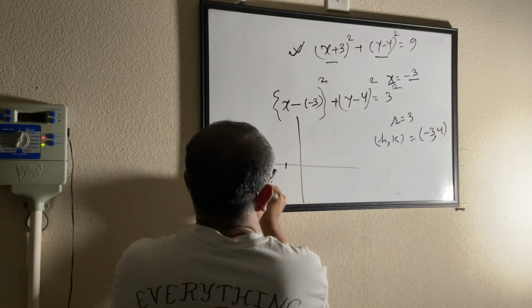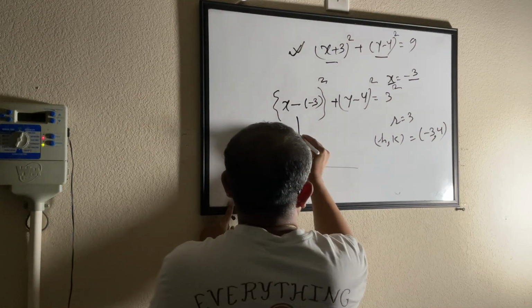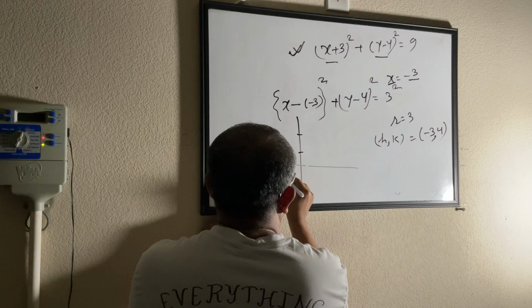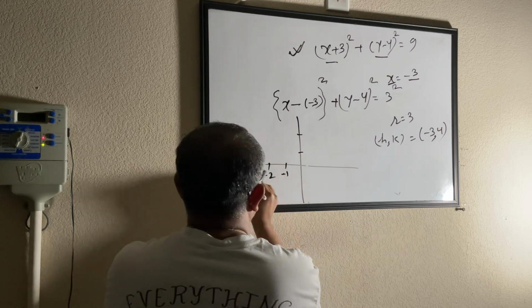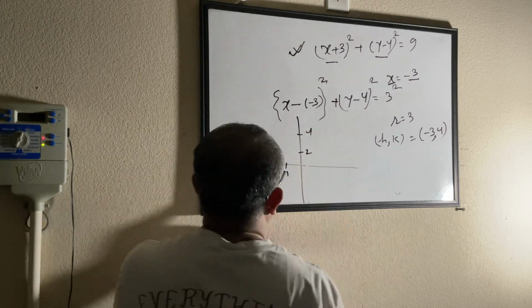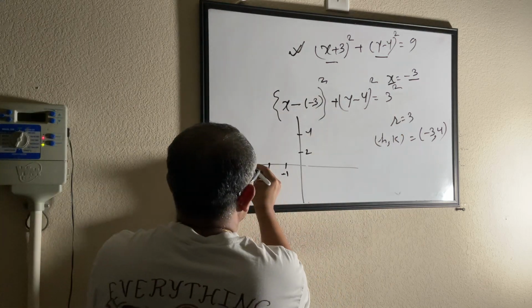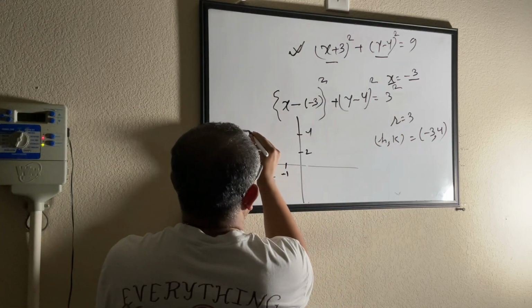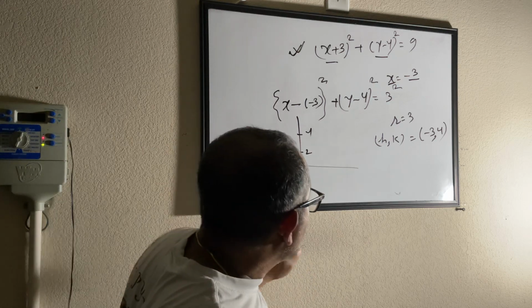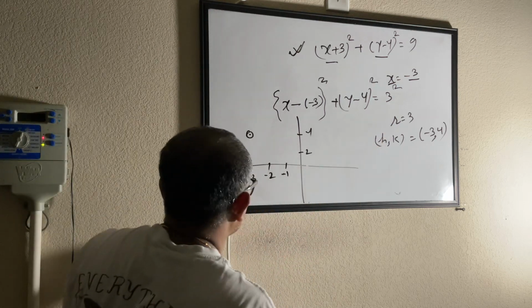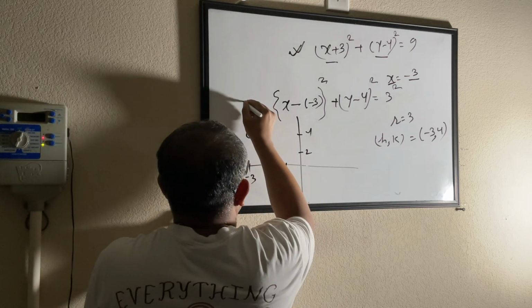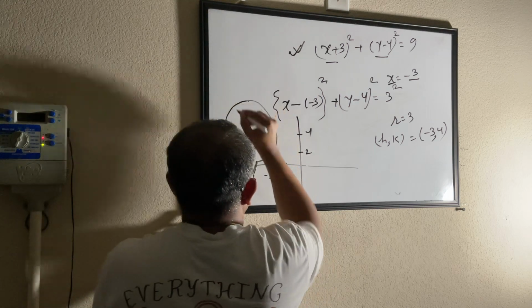One, two, three, 2, 4. Minus 1, minus 2, minus 3, 2, 4. So it's minus 3 comma 4. Minus 3, comma 4. It's here. This is my center. And the radius is 3. So my circle is going to be something like this.